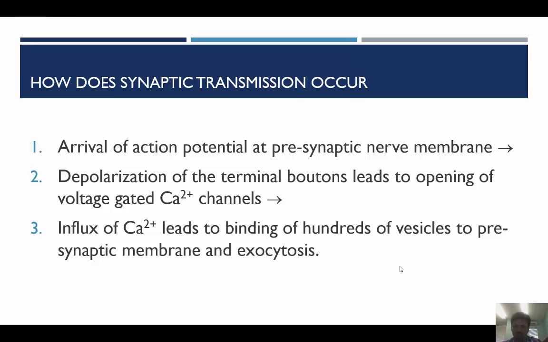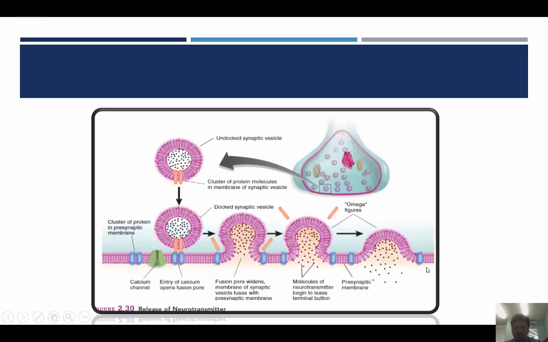Now, this process is actually very complicated, but for your purposes, all you need to know is that the influx of calcium triggers these chemical processes, which causes the vesicles to move from where they're located and fuse with the presynaptic membrane and release their neurotransmitter. And that's demonstrated very clearly here in this diagram.